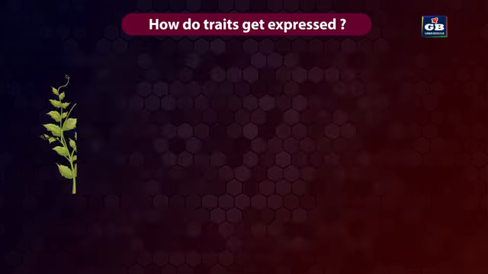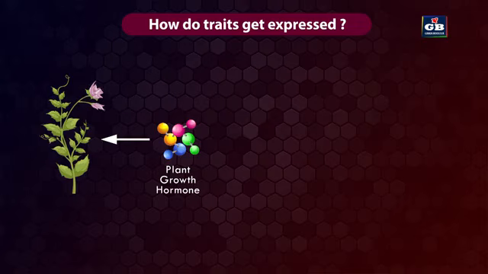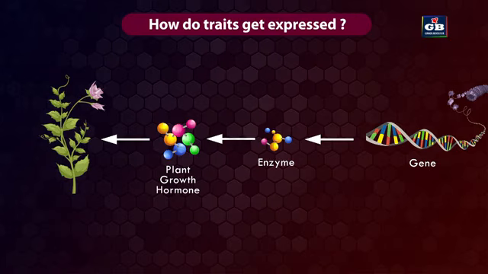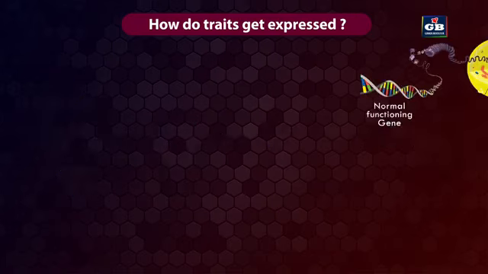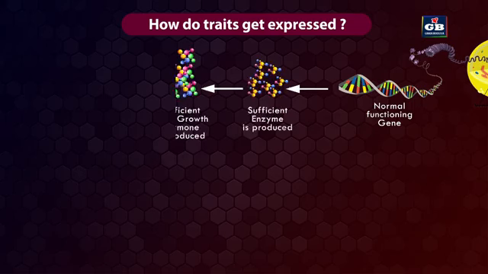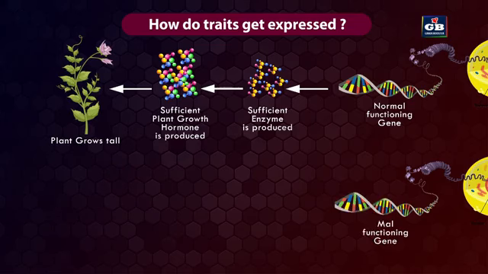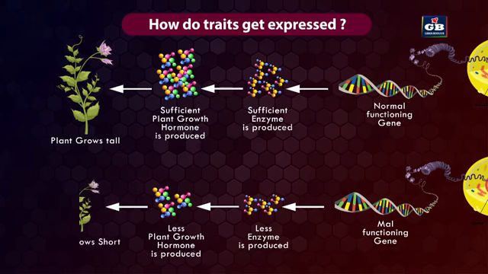For example, we know that plant growth is affected by plant growth hormone. But for the proper production of this hormone, an enzyme is required. This enzyme is a protein and its production is controlled by a gene in the DNA. If the gene is proper, then sufficient growth hormone is produced and the plant will be tall. If the gene is altered and the production of the enzyme is less, automatically less growth hormone is produced, which makes the plant short. This is how genes control the physical characteristics.